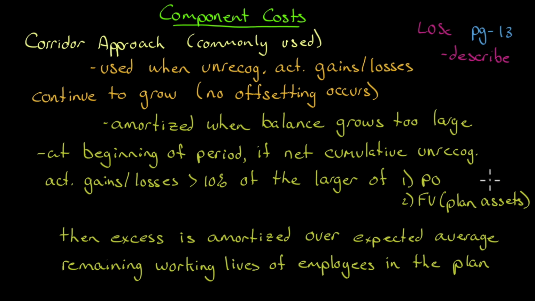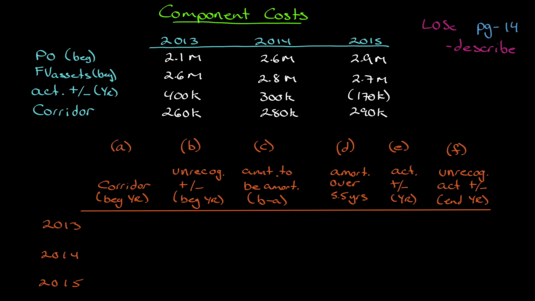value of the plan assets, only the excess is amortized over the expected average remaining working lives of employees in the plan. Aren't you glad that there are accountants that have to deal with all this? We just have to know the impact on the financial statements. We don't actually have to do the transactions for all of this, right? Let's have a look at what that looks like in an example, and you'll see it'll clear up then. Words, again, are sort of unsatisfying. All right, let's look at an example of this corridor approach.